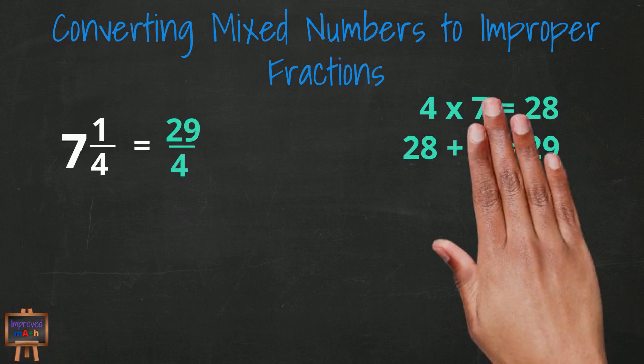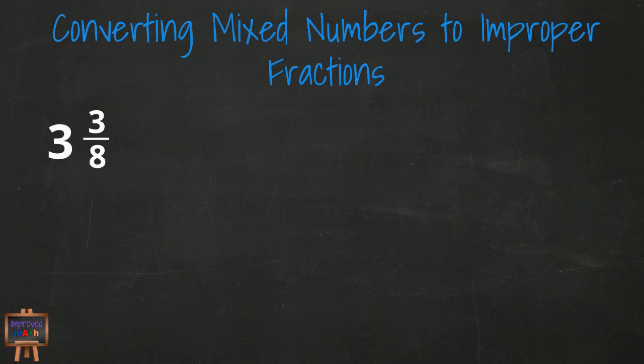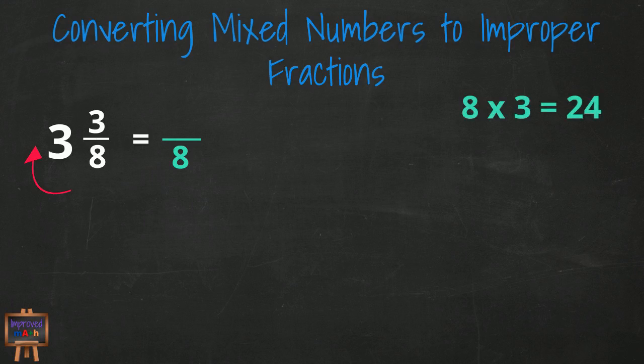How about 3 3/8? We write down 8 as our denominator because it's the same as the denominator used in our proper fraction. We multiply 8 times 3, and we get 24. We then add the 3 from our numerator, and we get 27. 27/8. That is how you convert a mixed number to an improper fraction.